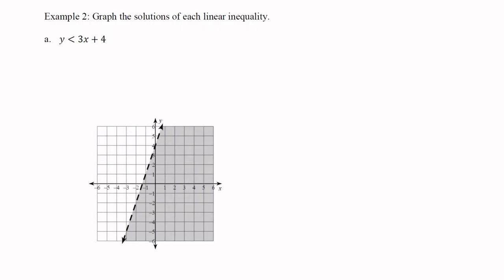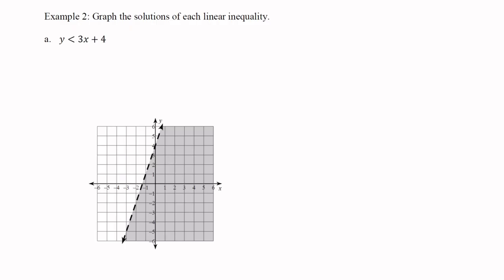So we're going to graph the solutions of each linear inequality. Starting with this one, y is less than 3x plus 4. We graph it by finding our slope, which is 3. So we have our y-intercept of 4. You plot your y-intercept at 4, y equals 4. And then you're going to do your slope of 3 by either going up 3 and to the right one or down 3 and to the left one. And then you're going to shade your graph.